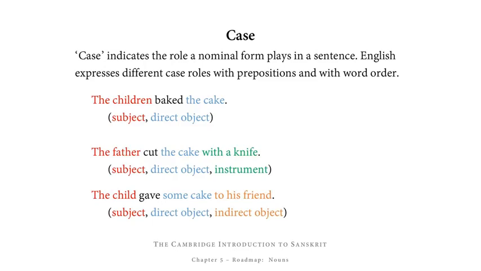Other roles are in English expressed by means of prepositions. So, for example, an instrument would be expressed by means of the preposition with. The father cut the cake with a knife. An indirect object could be expressed by means of the preposition to, or also for. We have an example of to in the sentence at the bottom. The child gave some cake to his friend. To his friend would be the indirect object, and it's here marked by means of the preposition to.